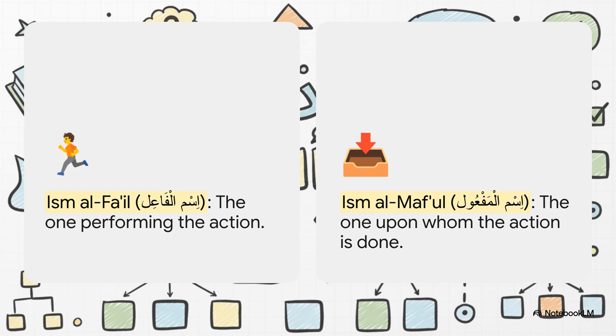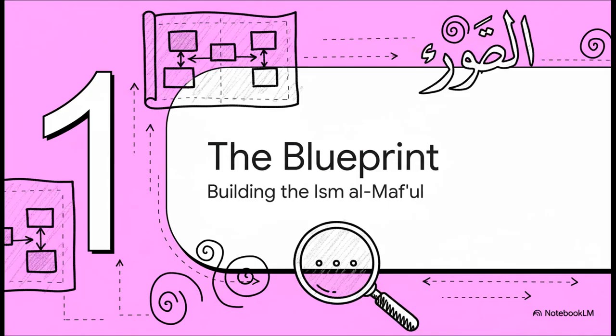Okay, so let's meet our two key players here. Over on the left, we've got the ism al-fa'il, which you might already know, that's our doer. But on the right, we have its counterpart, the ism al-Maf'ul. This is the done to, the person or thing that the action happens to. Seriously, just think of them as two sides of the very same coin. So, the big question is, how do we actually build one of these words?